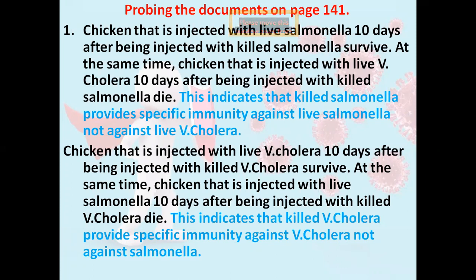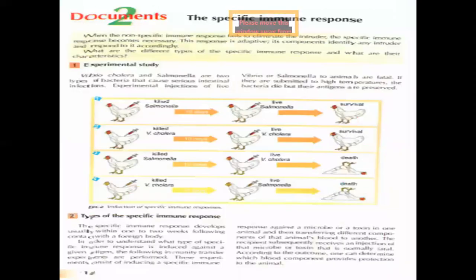As well as the chicken that is injected with live Vibrio cholera 10 days after being injected with killed Vibrio cholera, it survived. The animal survived. At the same time, chicken that is injected with live salmonella 10 days after being injected with killed Vibrio cholera, it dies. What does this indicate? This indicates that killed Vibrio cholera provides specific immunity against Vibrio cholera and not against salmonella. The injection of killed salmonella protects against the salmonella and the injection of killed Vibrio cholera protects against Vibrio cholera.